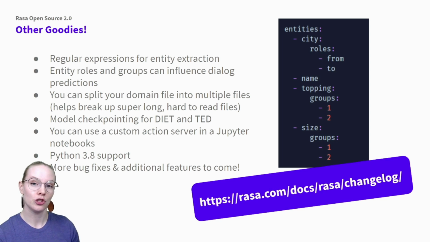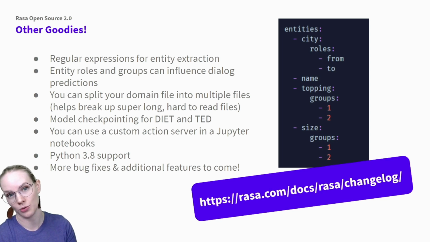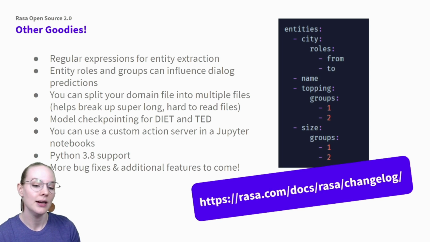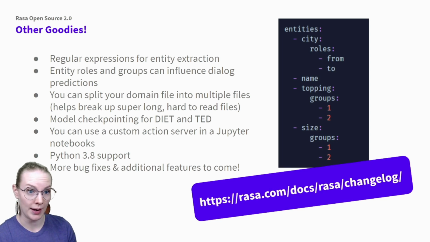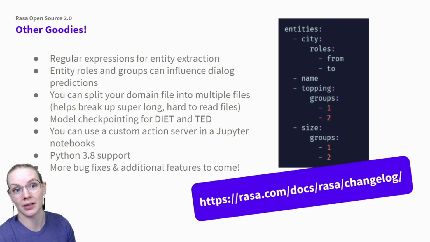If you are using Jupyter to experiment with your assistants, you can now have a custom action server running in a Jupyter notebook. It's something that we've added. We support Python 3.8 with Rasa 2.0, not Rasa 1.0, so something to look out for if you've done a Python version update. And of course, Rasa 2.0 is now the major branch, so we're going to be adding a lot more functionality and bug fixes and just really generally improving the product.